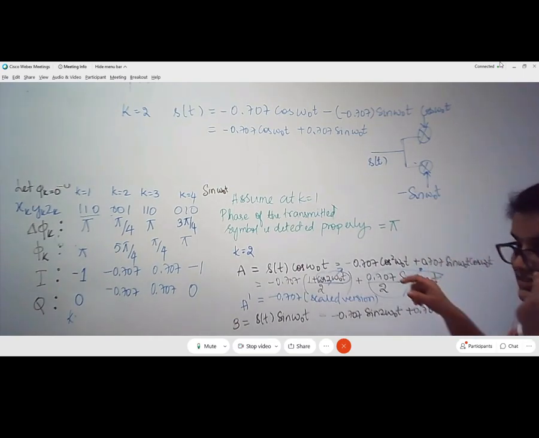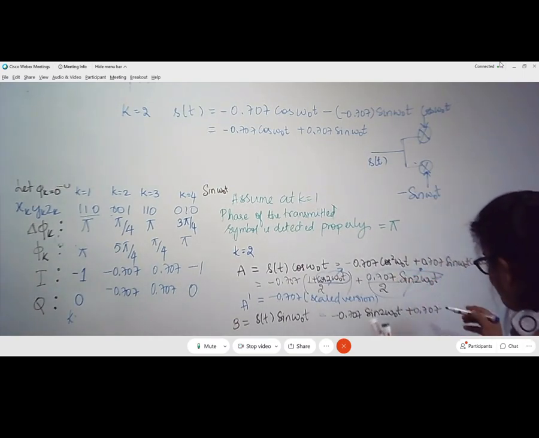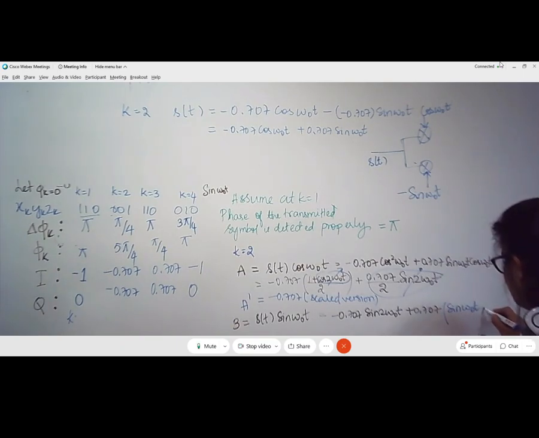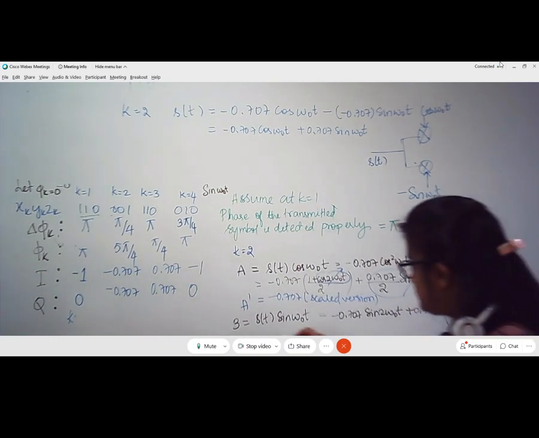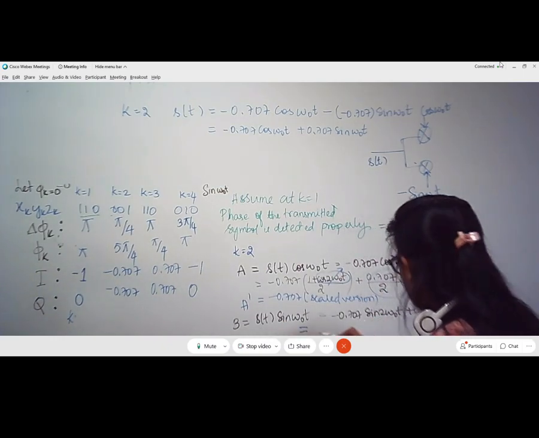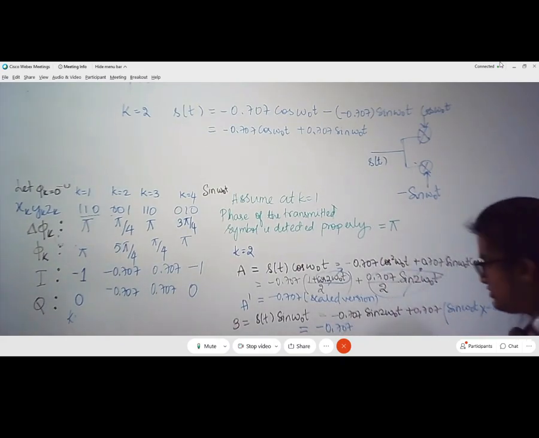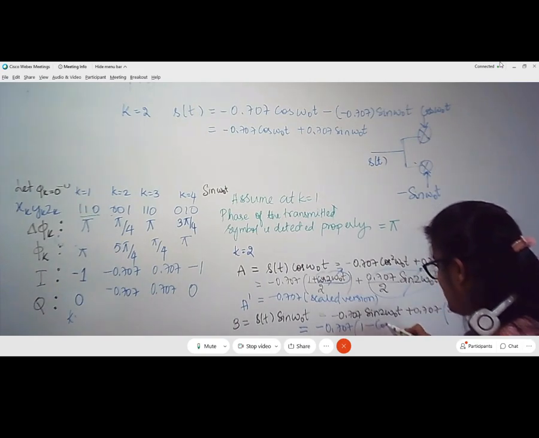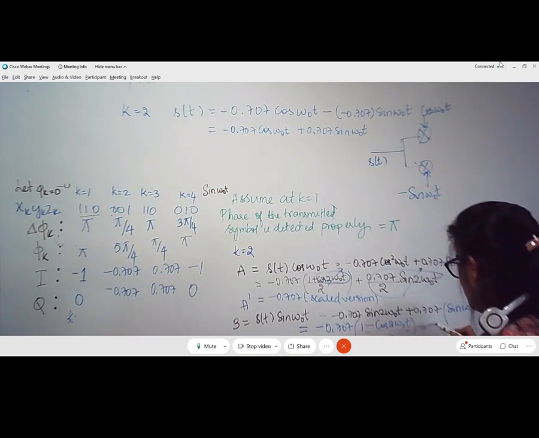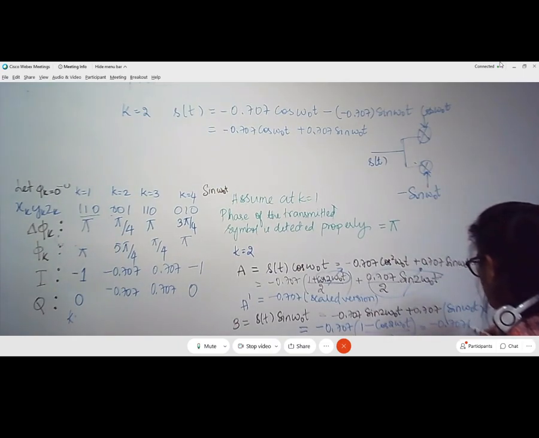So this minus sign will help us. You're going to have sin omega naught t already, with another minus sin omega naught t. So this comes out to be minus 0.707 times sin square omega naught t. Sin square omega naught t is 1 minus cos 2 omega naught t divided by 2. That means this value is again the scaled version of minus 0.707.